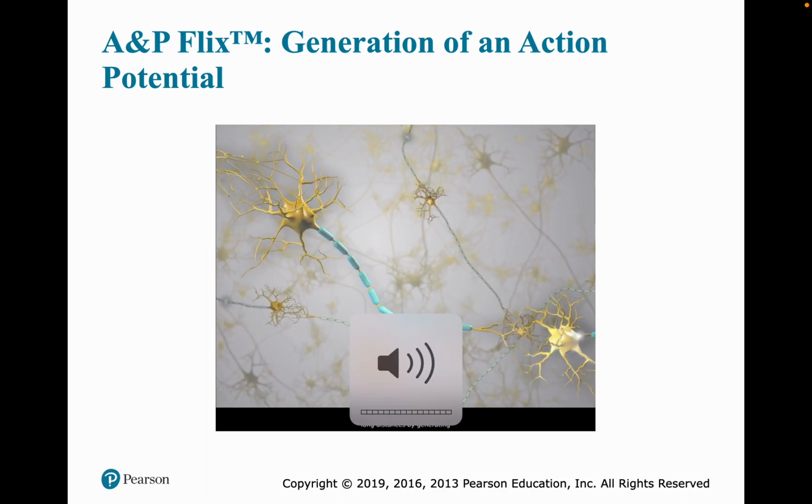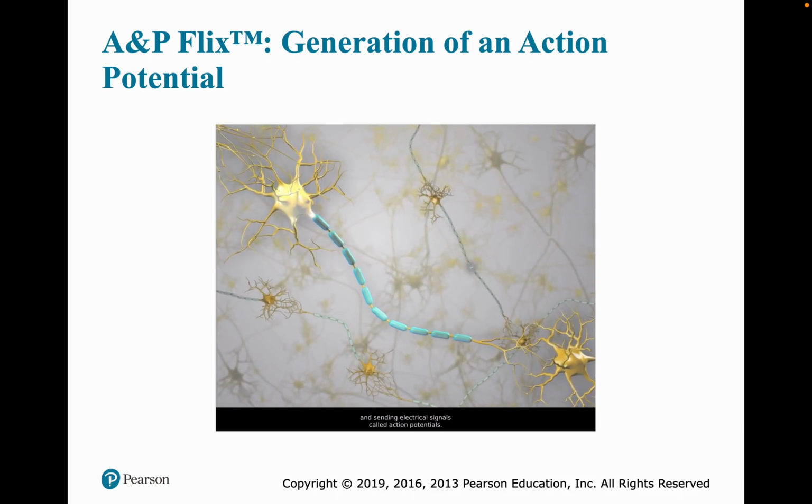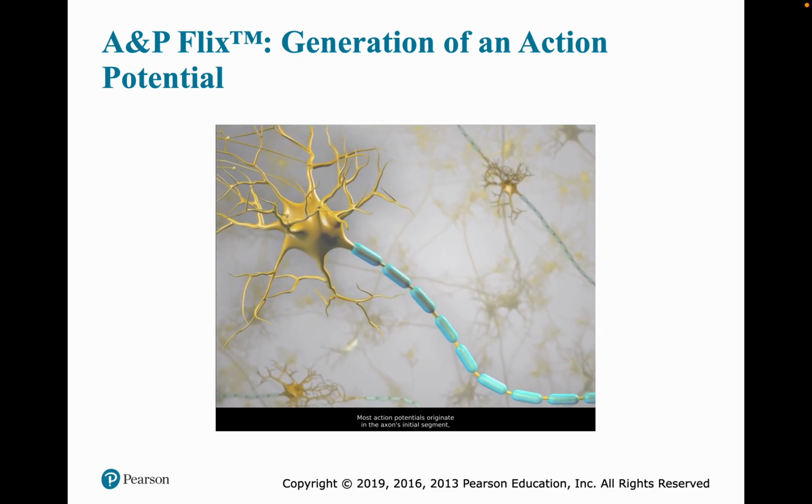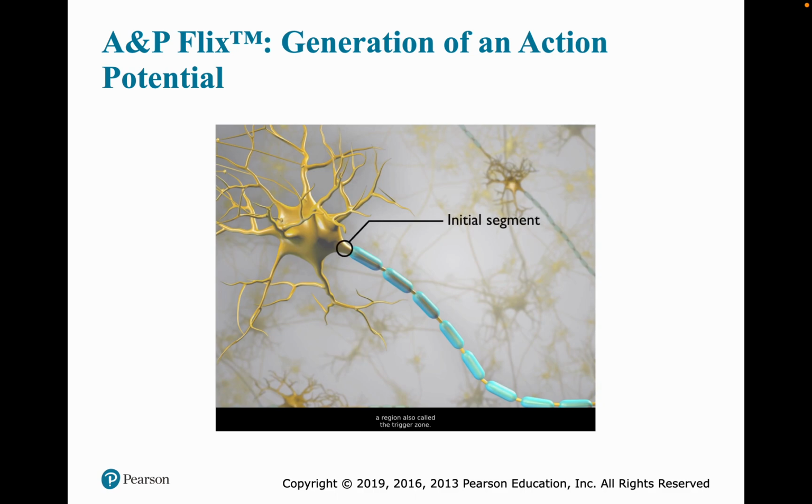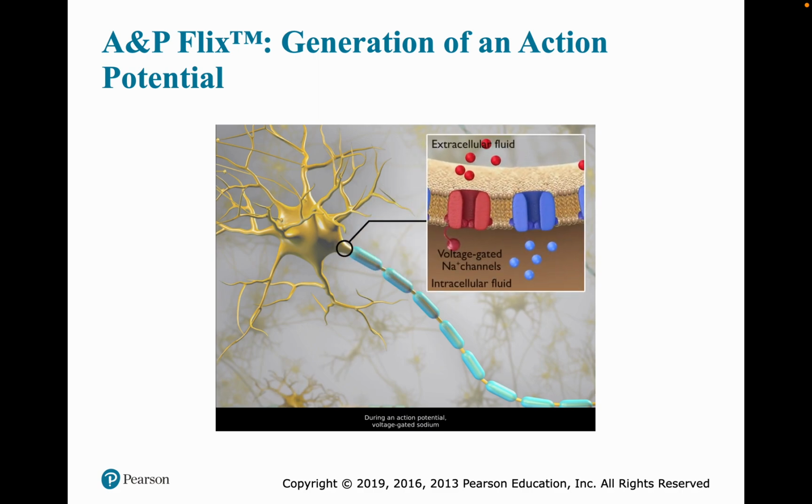Neurons communicate over long distances by generating and sending electrical signals called action potentials. Most action potentials originate in the axon's initial segment, a region also called the trigger zone. During an action potential, voltage-gated sodium and potassium channels open and close, thus altering the membrane's permeability to sodium and potassium ions. As these ions diffuse through the channels, the membrane potential changes.